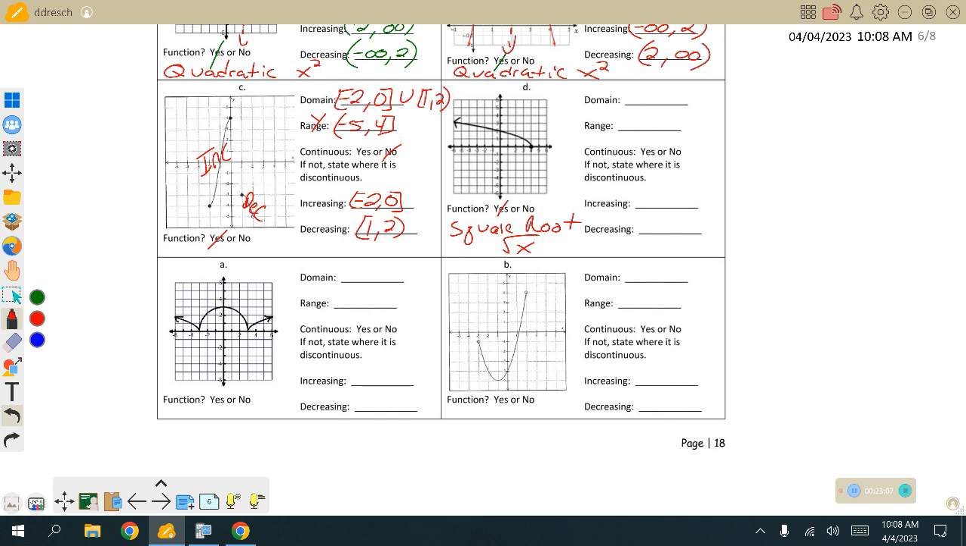Let's do the domain. What's my domain here? From left to right, what do we got? To what? To 4. Yep, sounds good to me. And what's my range? Negative infinity to 0? Almost. For the range, bottom up. Oh, 0. There you go.